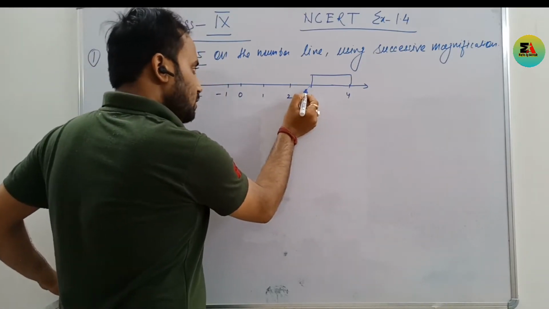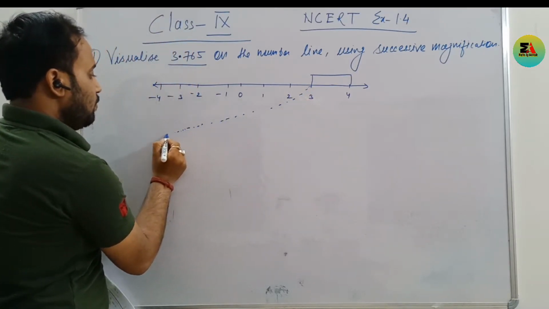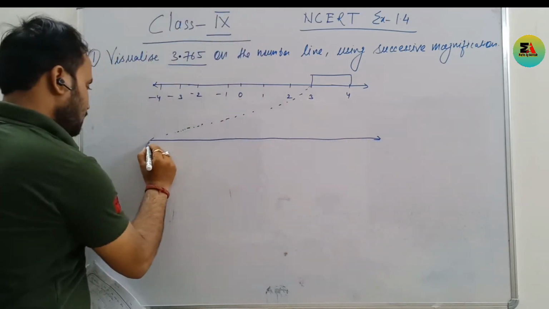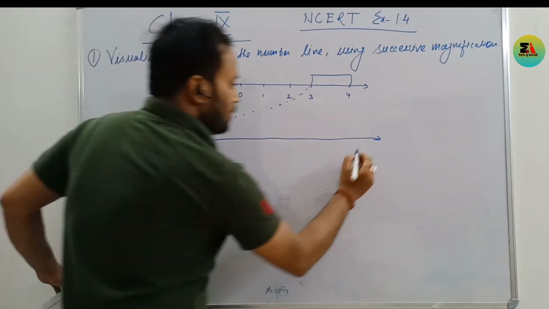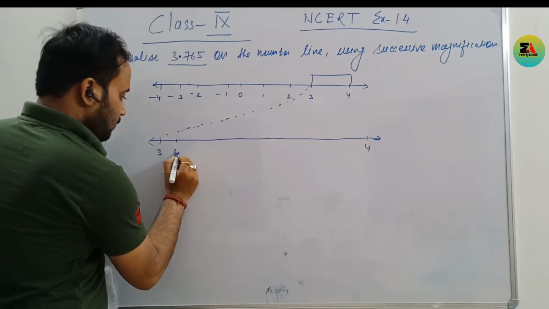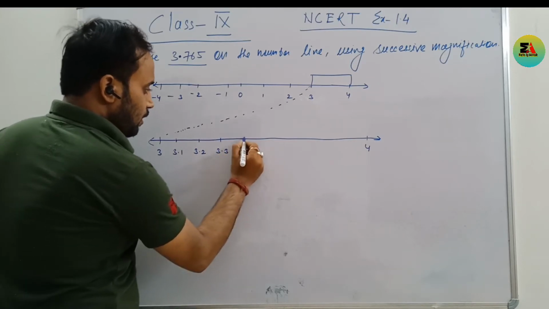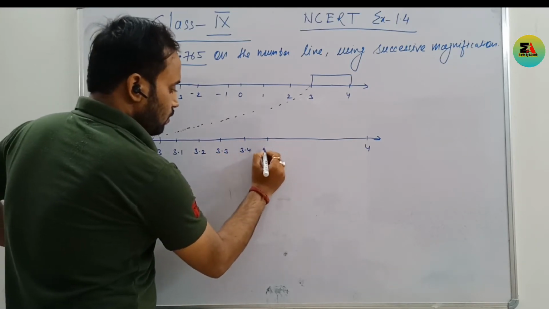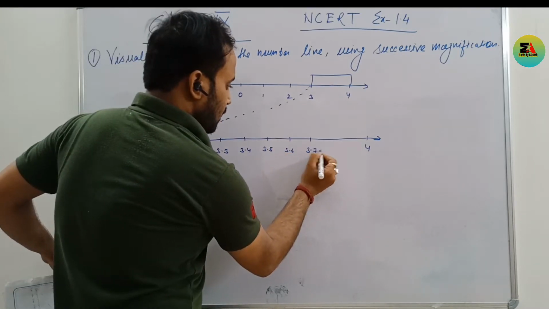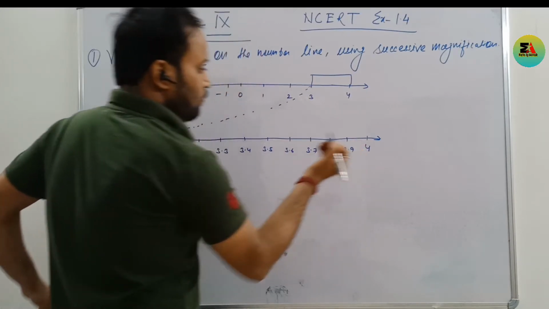So what we do is we have to visualize or magnify it. Here, this number is 3 and this number is 4, and you have to divide it into 10 parts. What we write first is 3.1, 3.2, 3.3, 3.4, 3.5, 3.6, 3.7, 3.8, 3.9 and 4.